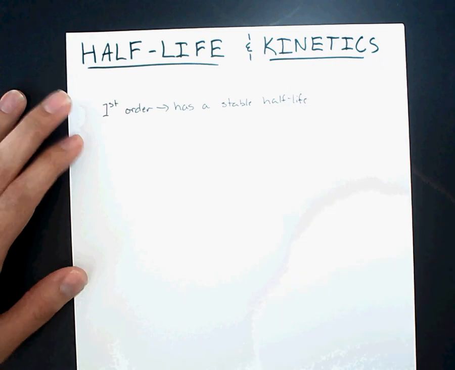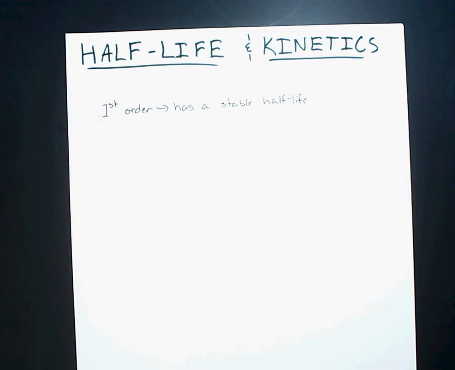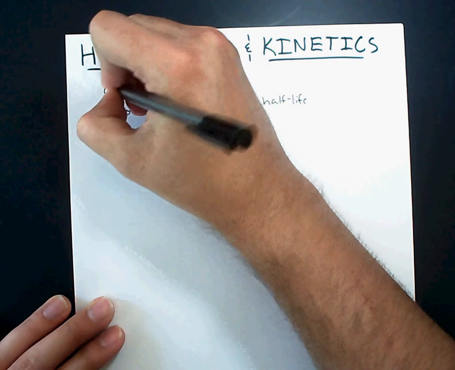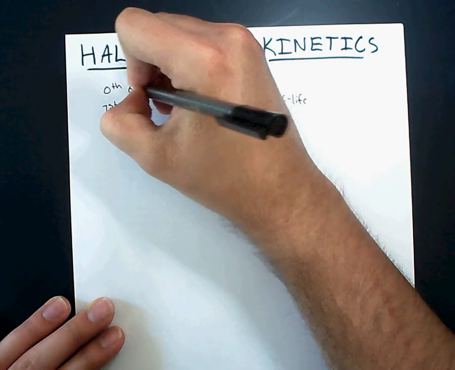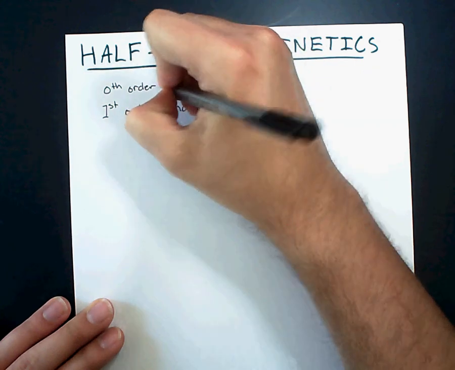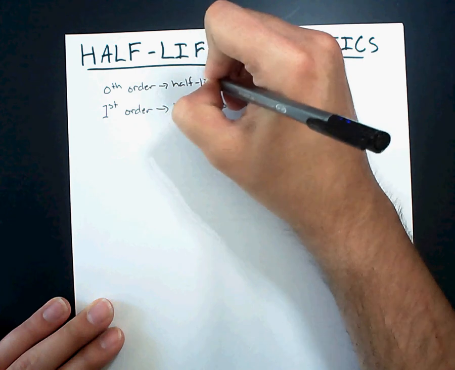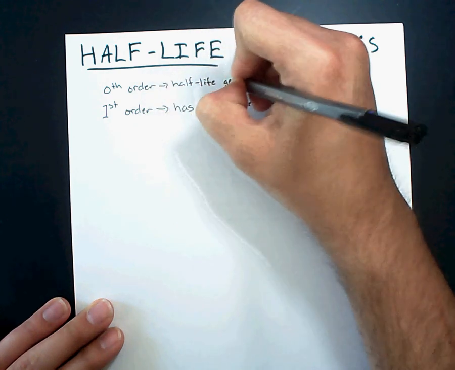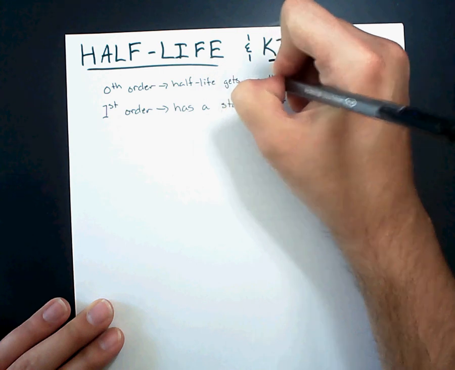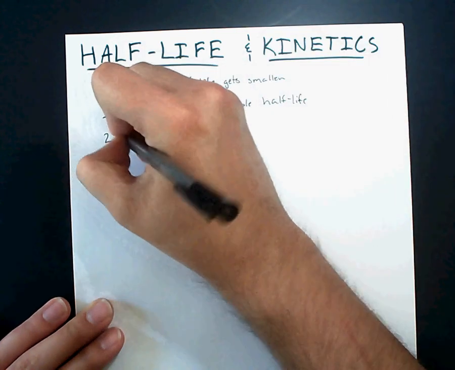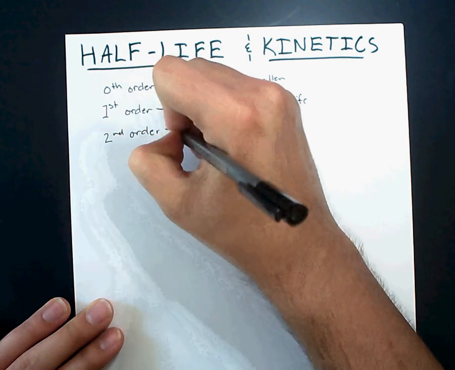So if the reaction is first order, it has a stable half-life. Essentially, you can solve for the half-life. You know what the half-life is, and you can find the half-life for that reaction, or for that particular case. If it's a zeroth order or second order, the half-life actually changes. So for zeroth order, the half-life gets smaller. And for a second order reaction, the half-life gets larger.